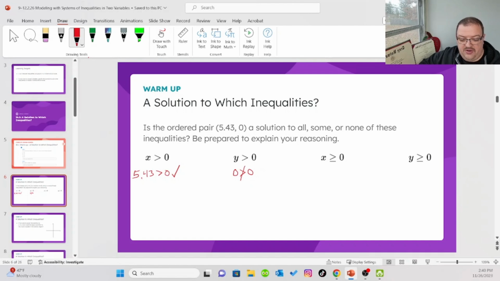Now if we look at the third one, x is greater than or equal to 0. X in this case is 5.43. And that is greater than 0. So this one is true. It is a solution for the third one. And then this time we want y, which is 0, to be greater than or equal to 0. Well, in this case, that is true because it is equal to 0. So this ordered pair is a solution to the first, second, and third inequalities.